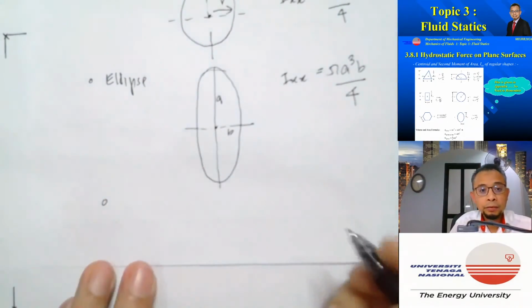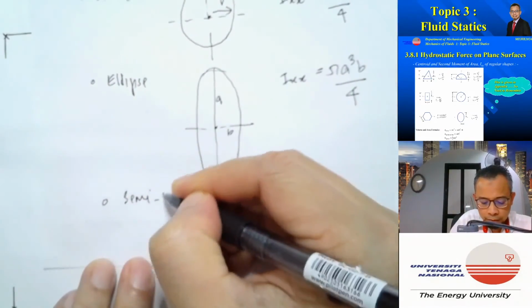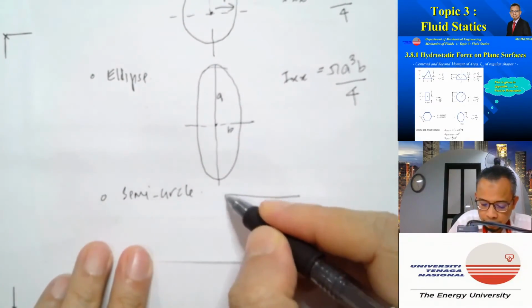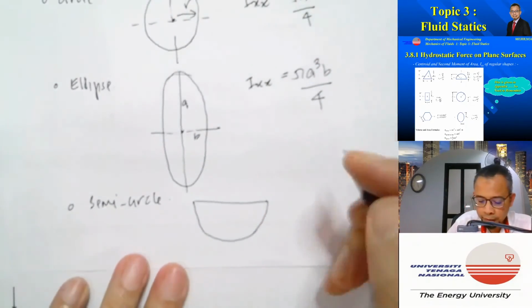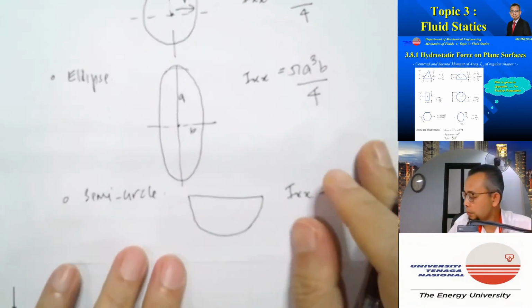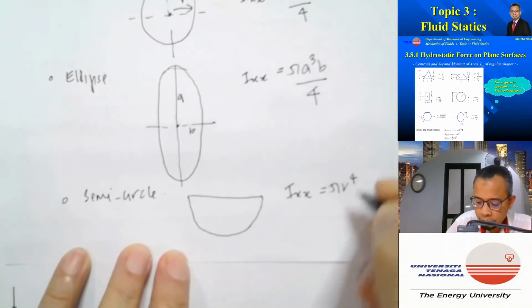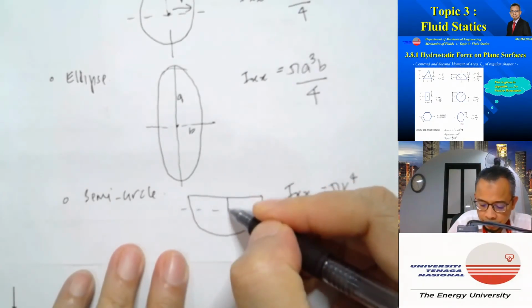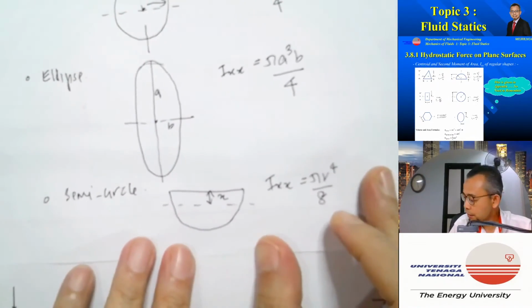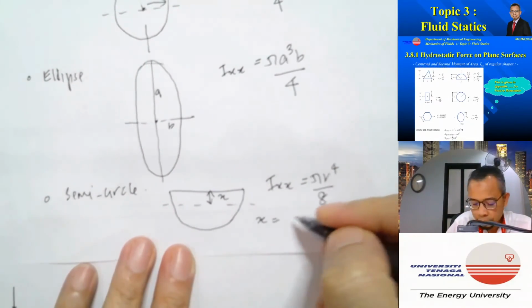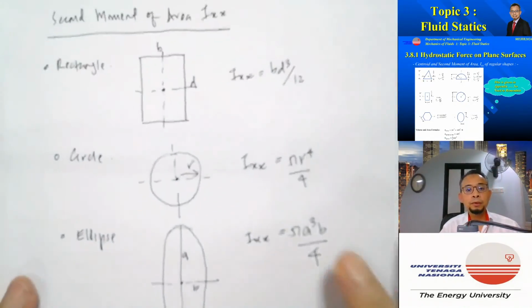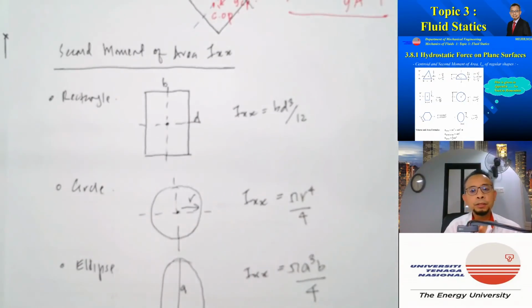And finally, if we have a semicircle, there are also formulas given. Ixx is equal to still pi r to the power of 4, but now it's over 8. And then the location of the centroid is such that x is equal to 0.11 r to the power of 4. So the values for Ixx and the locations of the centroids are all given, so you don't have to memorize them.